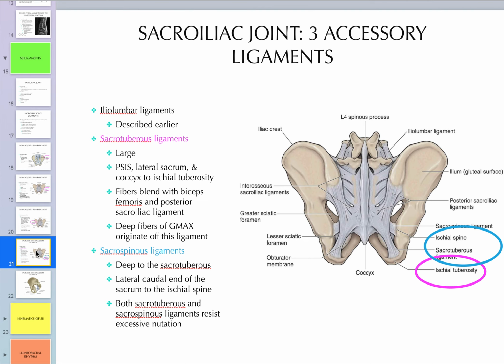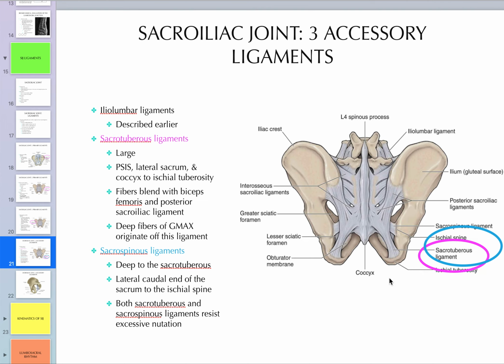Now we're going to go into the 3 accessory ligaments. So we have the iliolumbar ligament that we mentioned earlier. We have the sacrotuberous ligament and the sacrospinous ligament. So let's take a look at these. So the sacrotuberous ligament is right here. It spans from the sacrum onto the ischial tuberosity. So this is it right here, the sacrotuberous ligament.